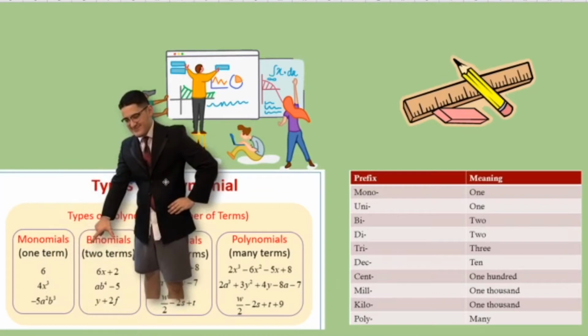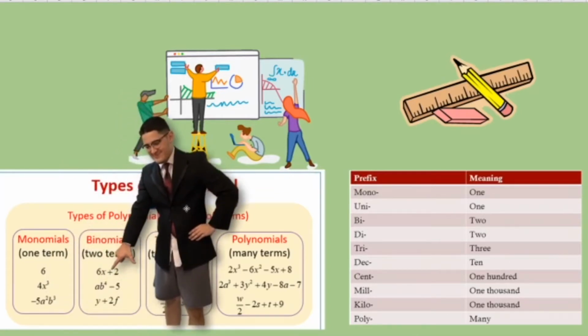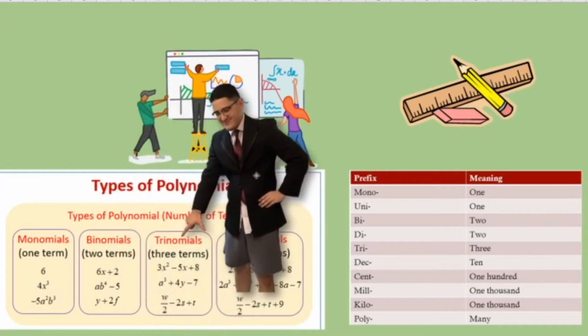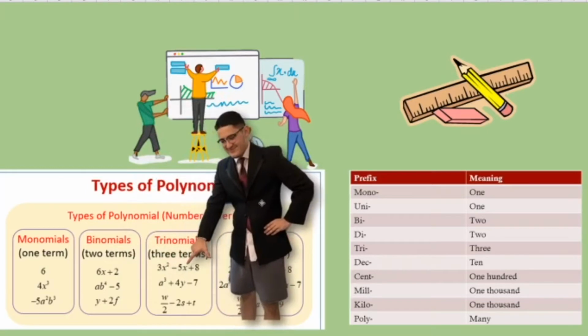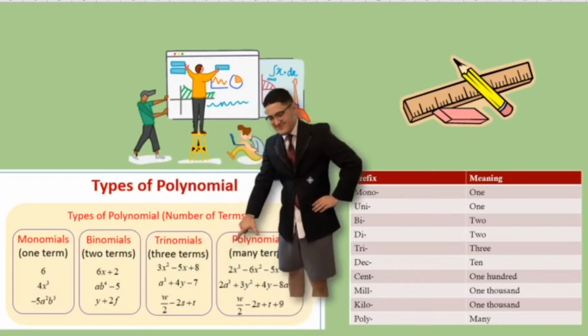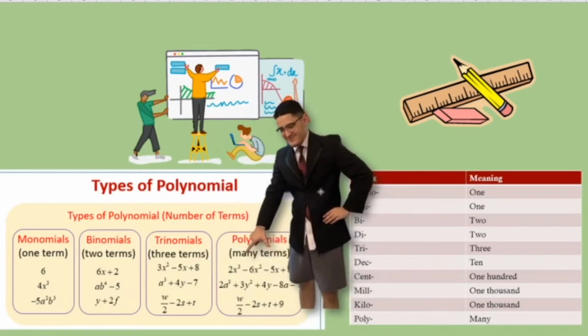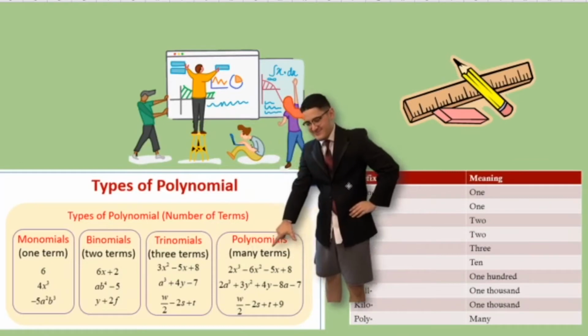But when we look at a binomial, you have 2 terms. Now we have a 6x plus 2, and the same thing for a trinomial, 3 terms, which is the 3x squared minus 5x plus 8. And once we go into a lot of numbers, we just go straight into polynomial, which means many. Here we go, many nomials. Okay?